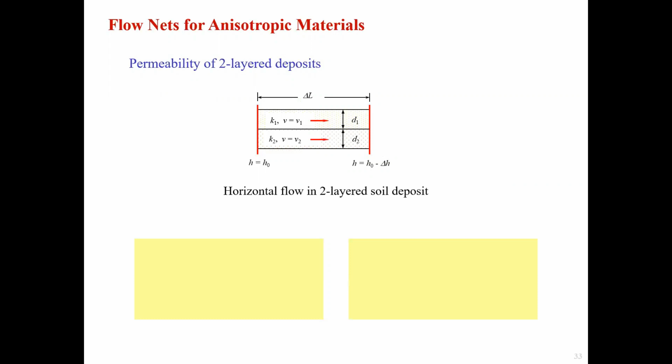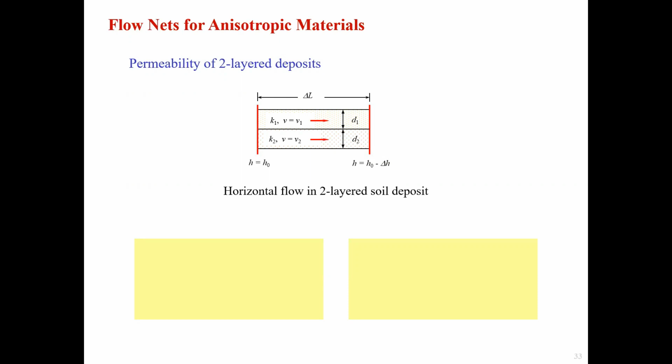In the first part of the lecture, the materials are isotropic, which means the properties of the material are the same and independent of the direction. For anisotropic materials, they are direction dependent. For example, KH and KV are different, which means the horizontal permeability and vertical permeability will be different. That's so-called anisotropic materials.